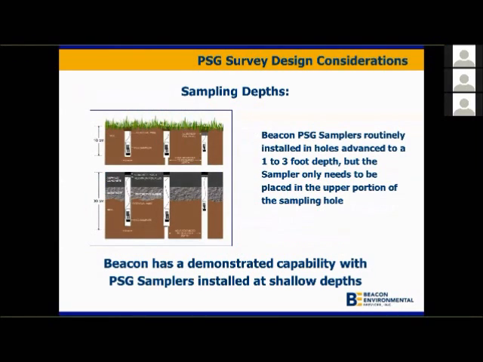So I mentioned the samplers can be installed typically in holes to a 1 to 3 foot depth. They can be installed in holes that are extended to a greater depth by using direct push. We've advanced holes down to bedrock and we've sleeved down to different depths to isolate where the contaminants are going to be measured. But ideally, you want to minimize the size of the hole that you've created, so that reduces the amount of time required for the gases to reach an equilibrium again with the concentration that's in the surrounding soil pore spaces.